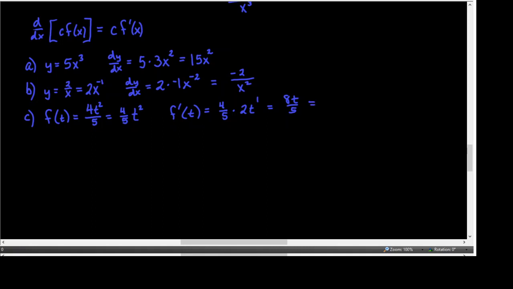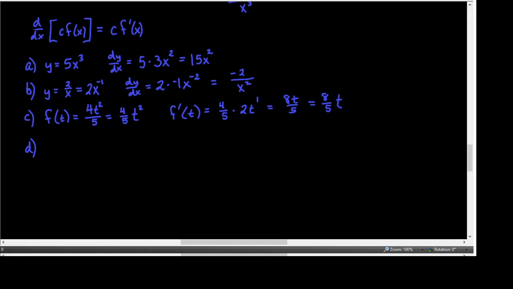Or if you prefer, and sometimes I will say this is a preference that I would have, that's 8/5 times t. It's nice to see a coefficient separate from the powers of your variable. A lot of times it's for clarity's sake.